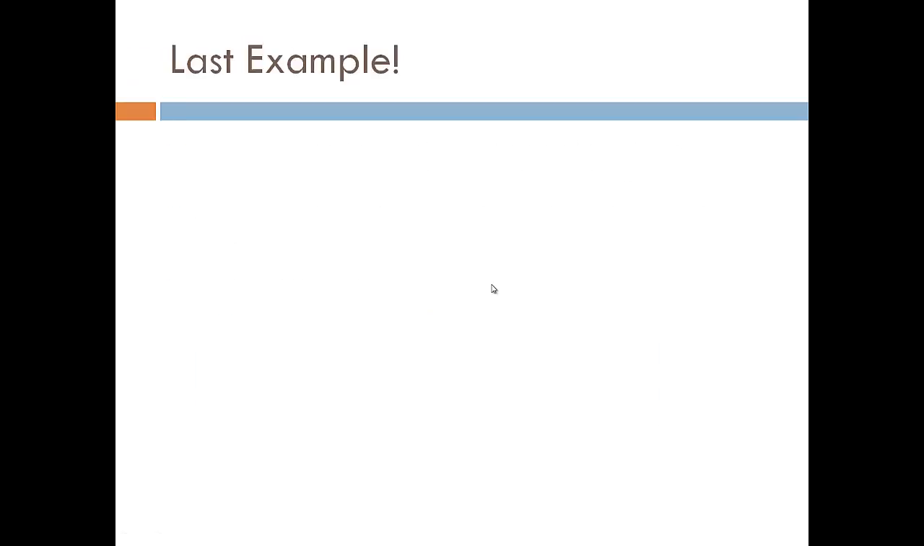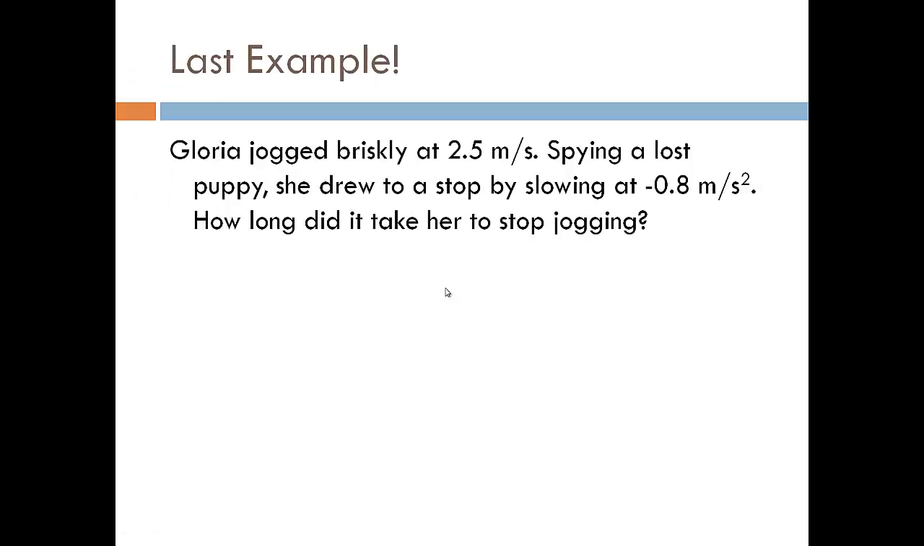Alright, let's look at one last example. Gloria jogged briskly at 2.5 meters per second. Spying a lost puppy, she drew to a stop by slowing at negative 0.8 meters per second squared. How long did it take her to stop jogging? So girl's jogging along, spots a dog, stops. Pretty simple. First thing we want to do is pull down our numbers, 2.5 meters per second and the negative 0.8 meters per second squared.